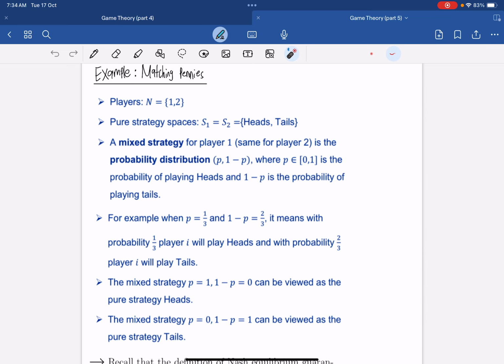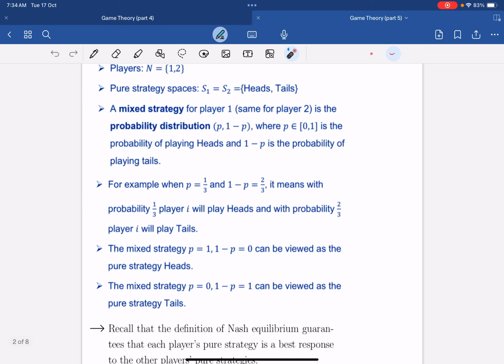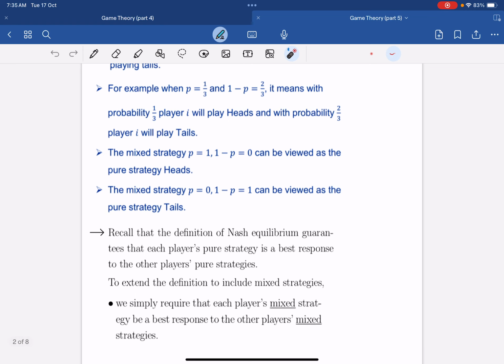And with this example of the matching pennies, we look back again. With now the mixed strategy idea, all we need to do is specify playing heads with probability P and tails with probability 1 minus P. And if our P is 1/3 and 1 minus P will be 2/3, then this can be a mixed strategy, but it might not be the most optimal one. And we will see how we're going to find it later.